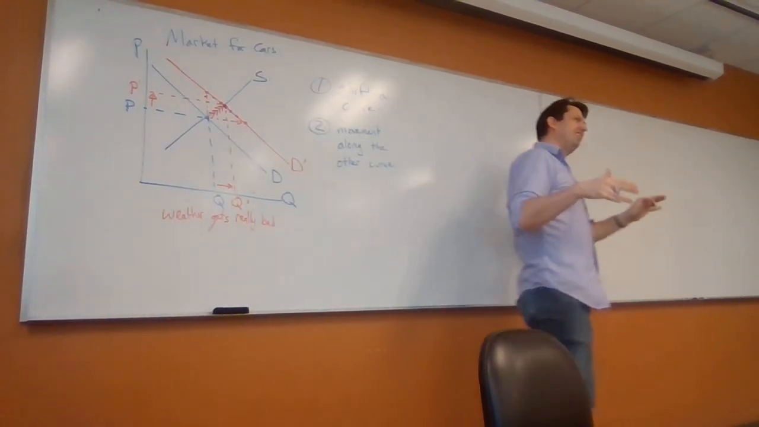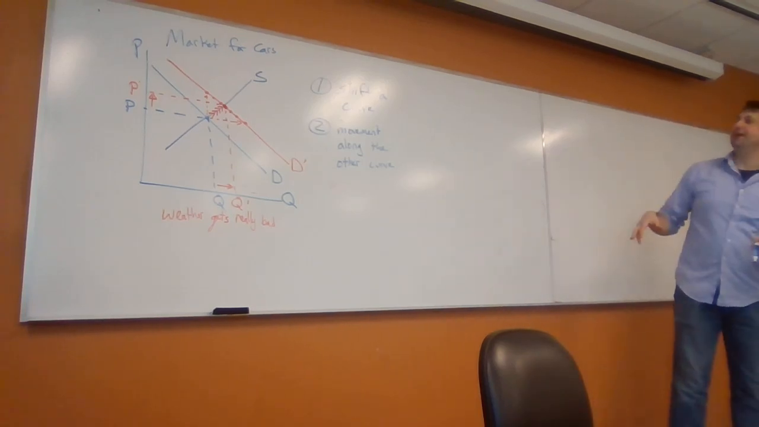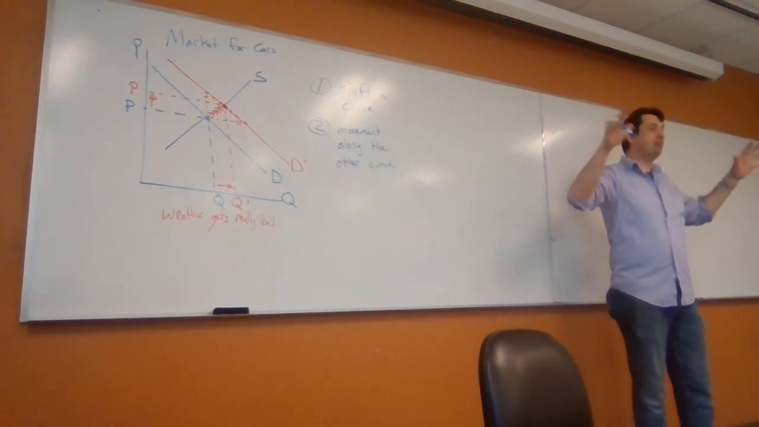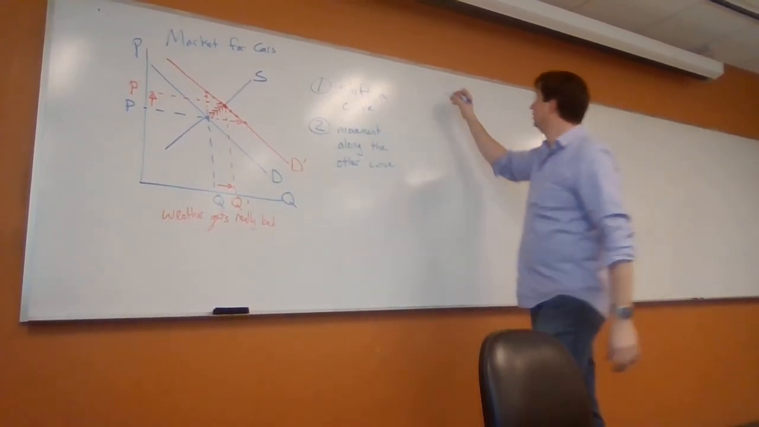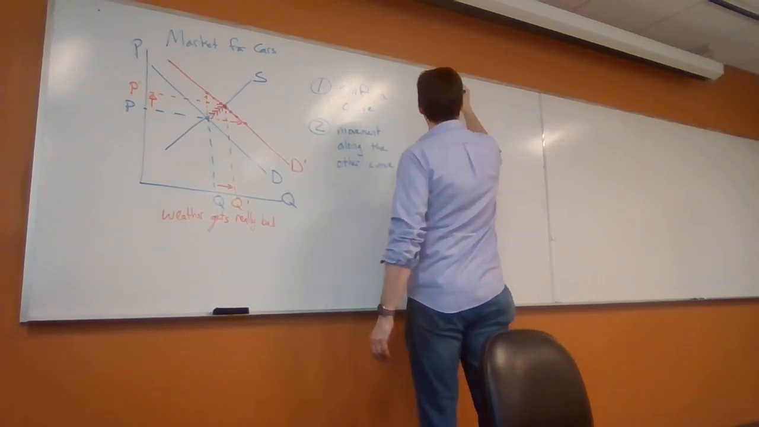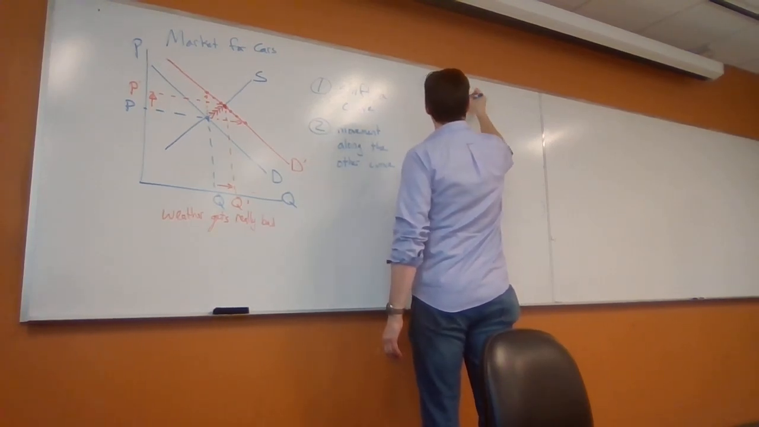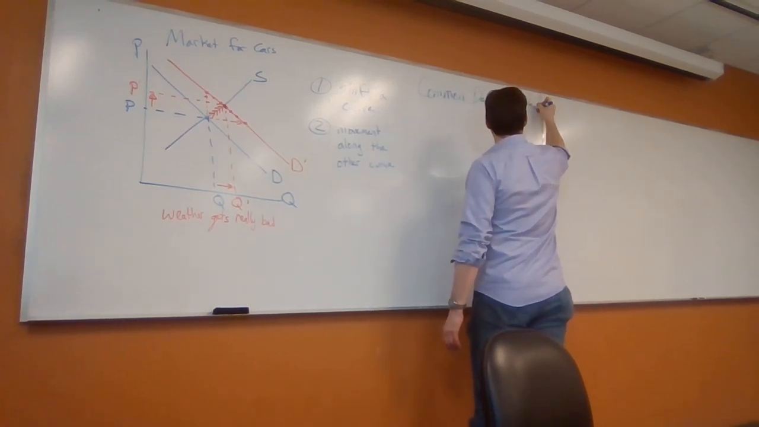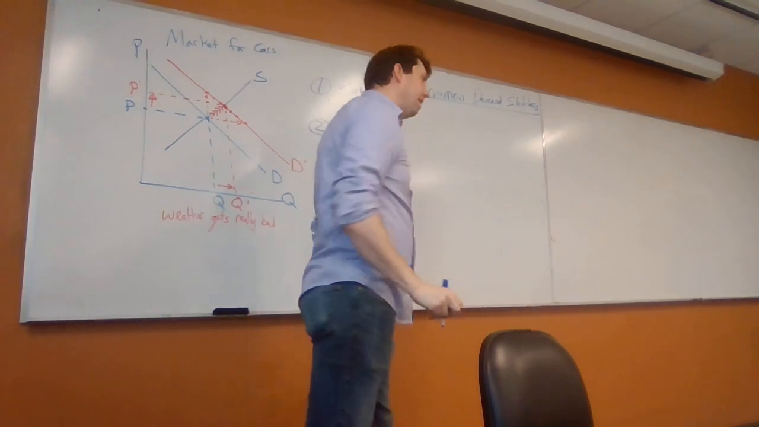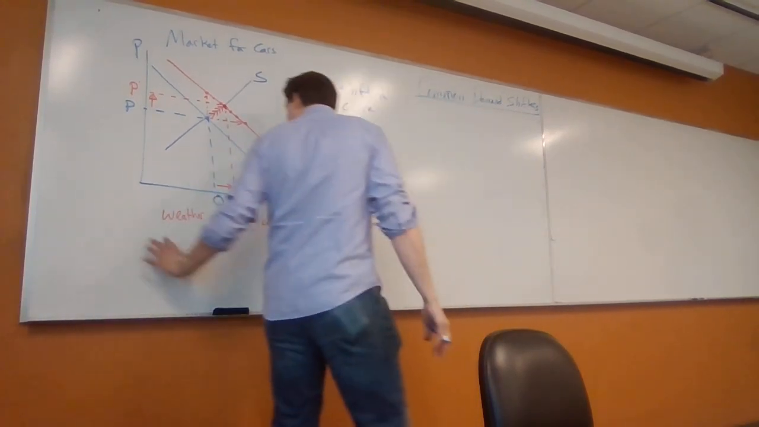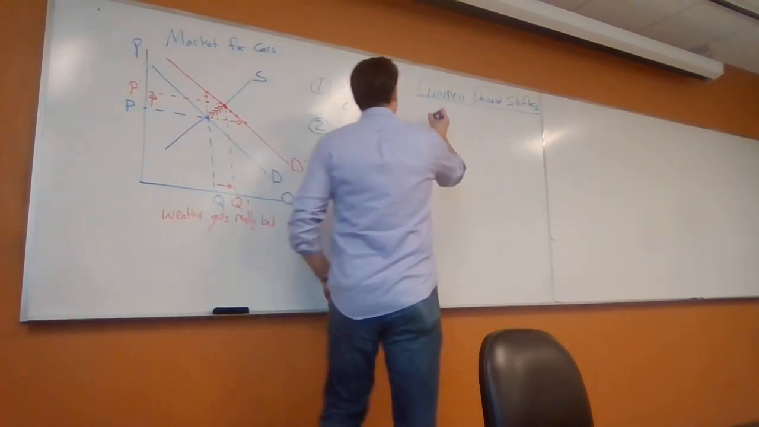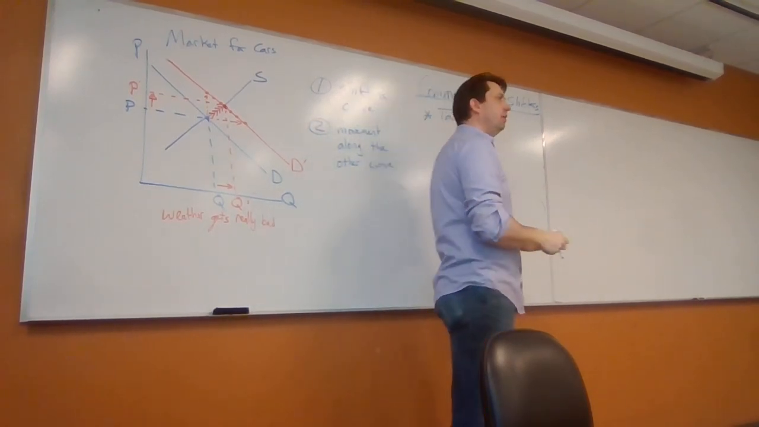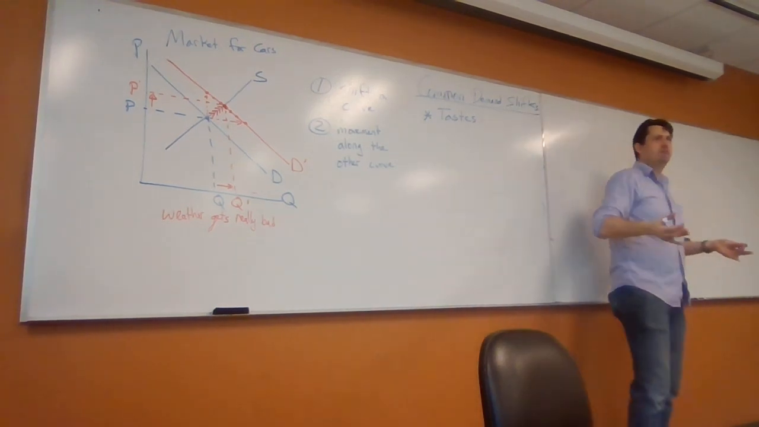Now, there are lots of things that can shift supply curves. I'm sorry, I'm doing demand right now. There are lots of things that can shift demand curves. So it's helpful that we make a list of categories of things. Common demand shifters. This particular example is the catch-all category for what we call tastes. Consumers' opinions about stuff change for all kinds of reasons.